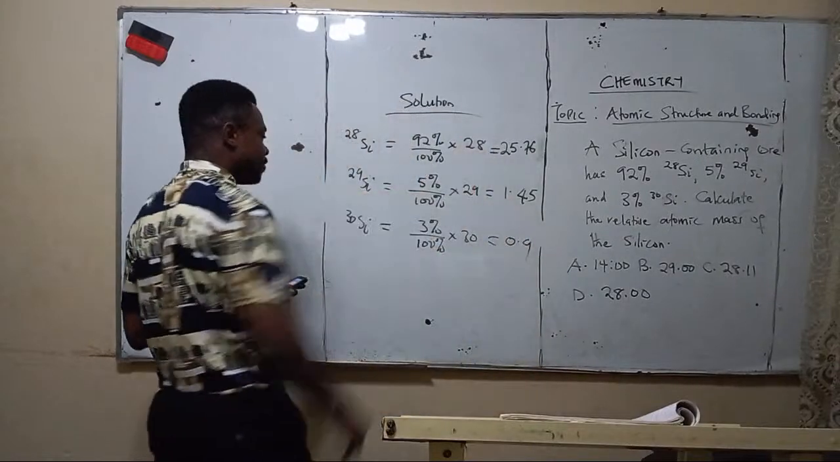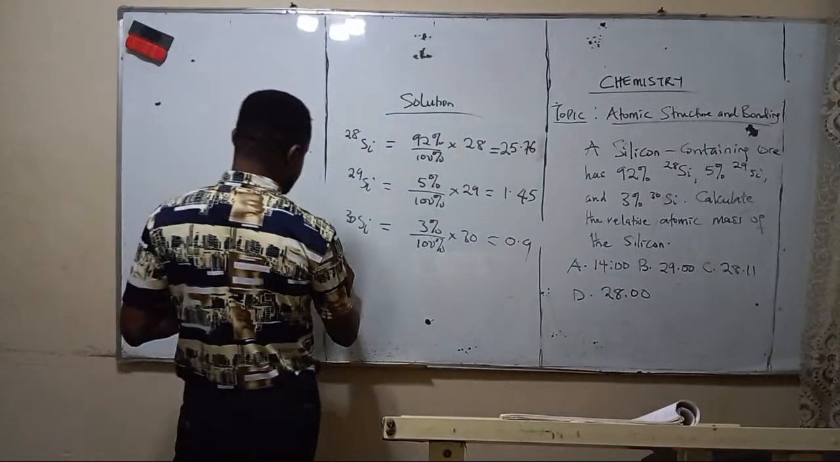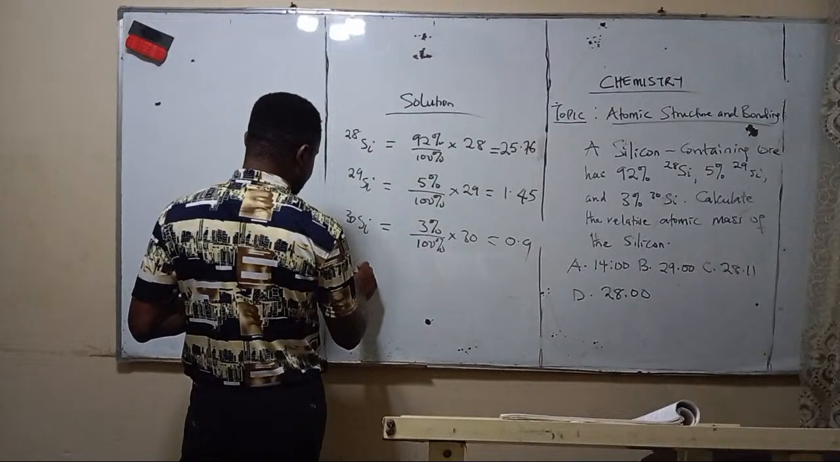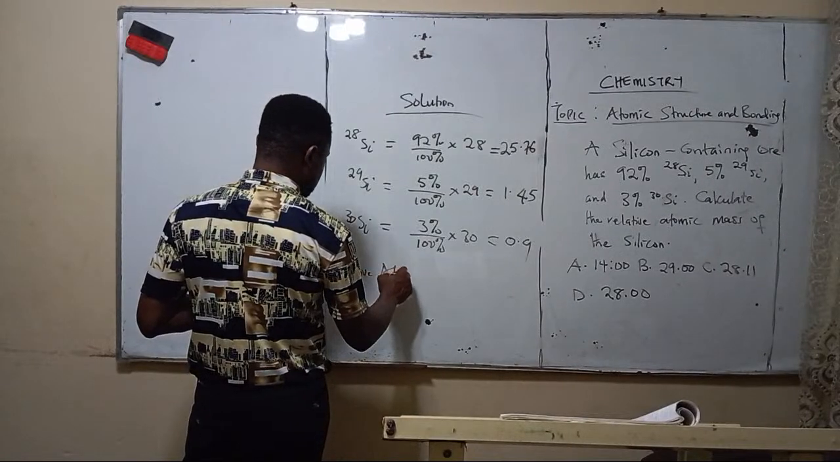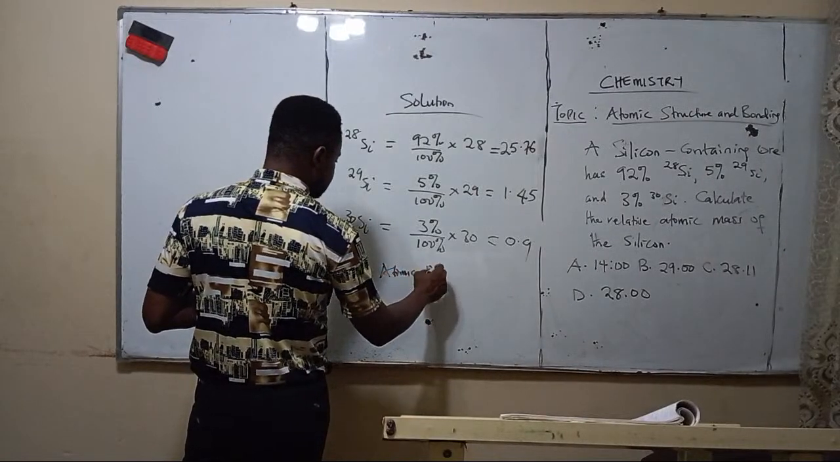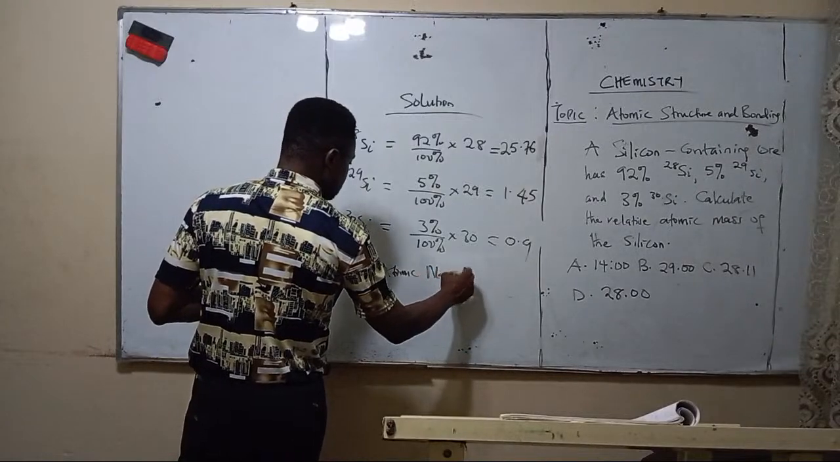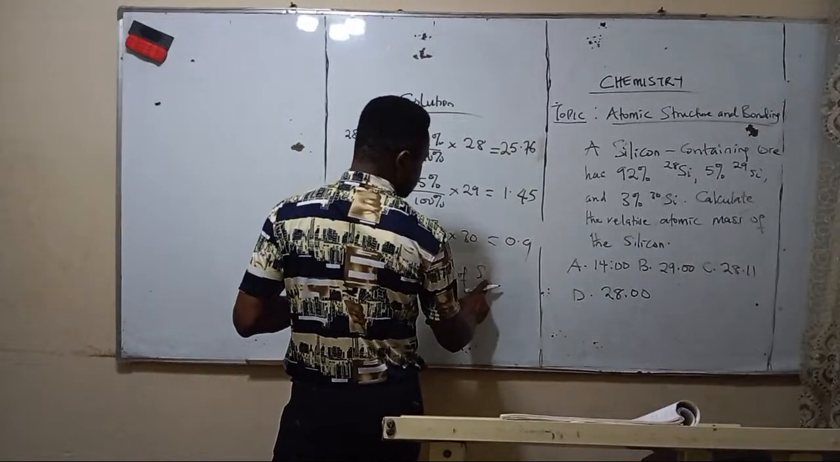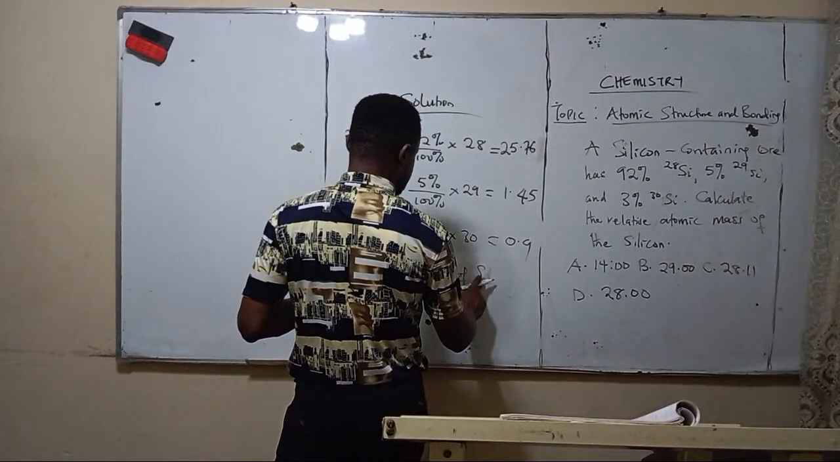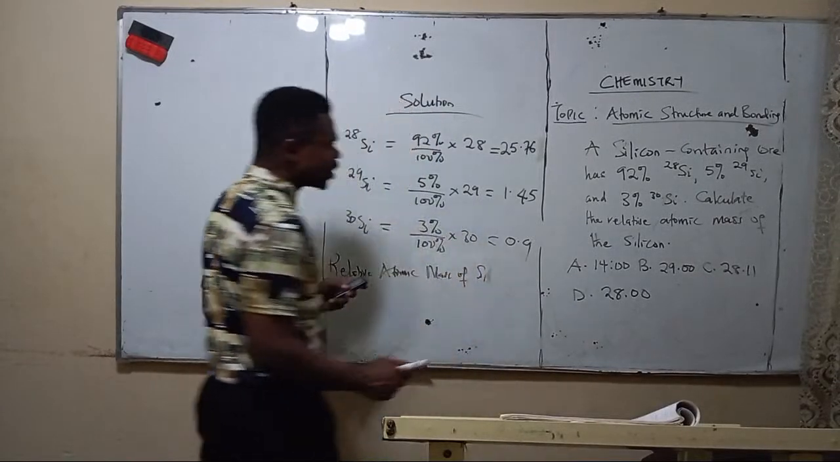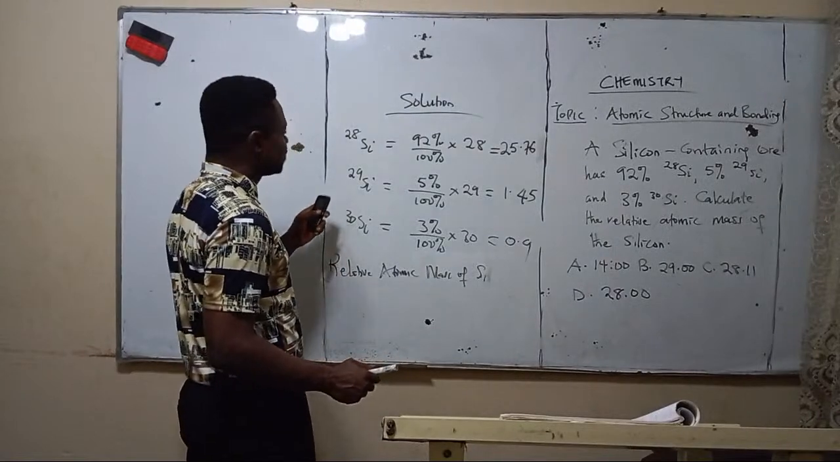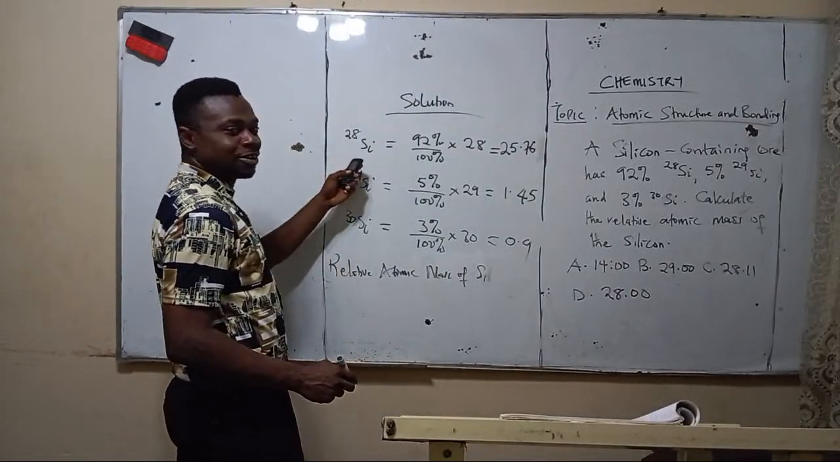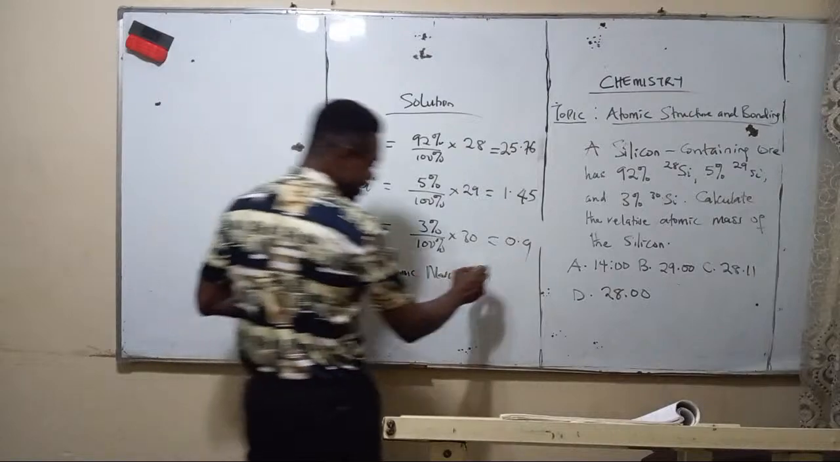So let's add up everything. So relative atomic mass of silicon. Did I mention sulfur? Is this what we call silicon? I pray so. If I called sulfur, please, it is silicon.